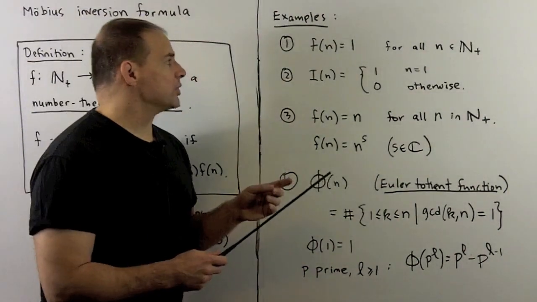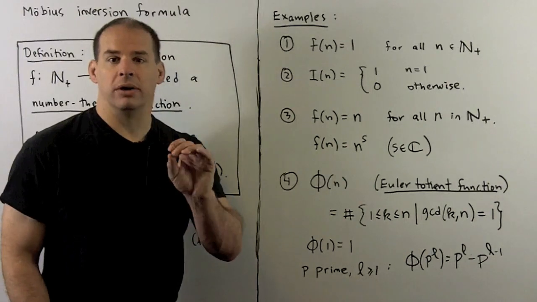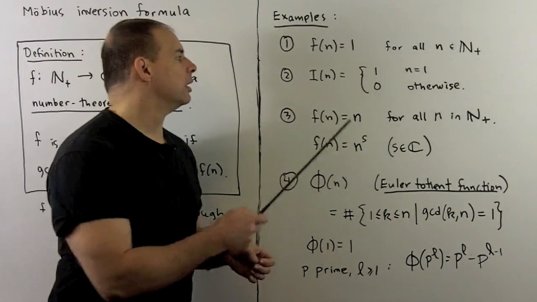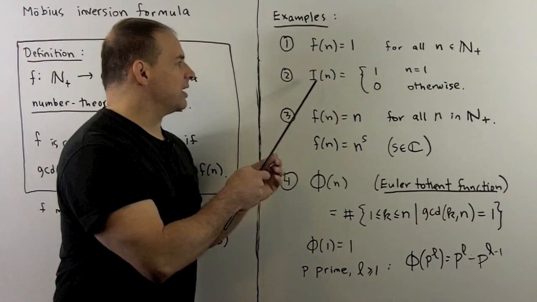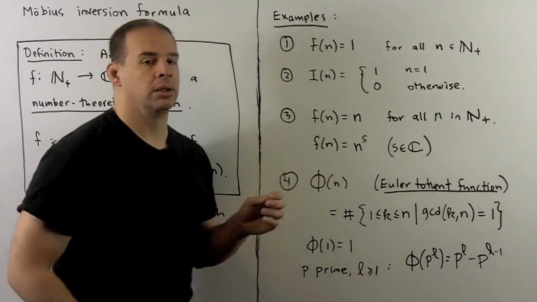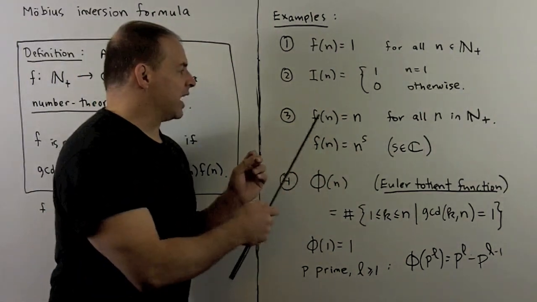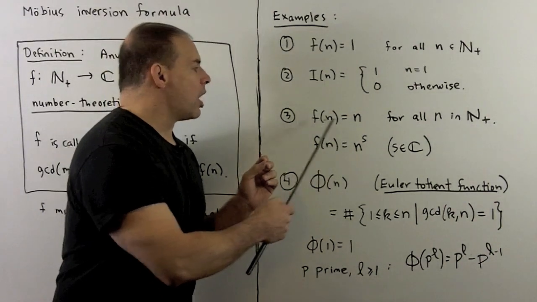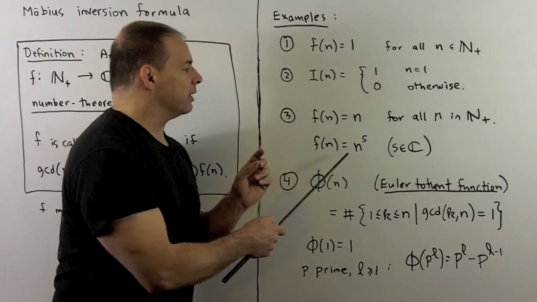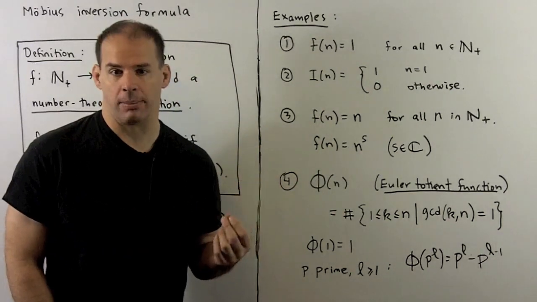Now, for simple examples, we could start with the function that takes value 1 for all n. It's straightforward to see that's multiplicative. Along those lines, I have the function that takes 1 when n is equal to 1 and 0 otherwise. We also have the function that sends each n to itself. And along these lines, I have the function that sends each n to a power of n, n to the s, for some fixed exponent s, where s can be any complex number.